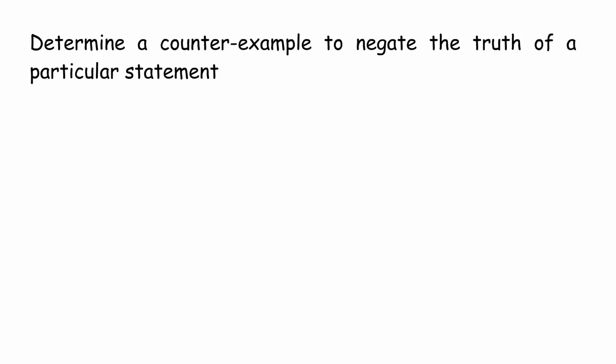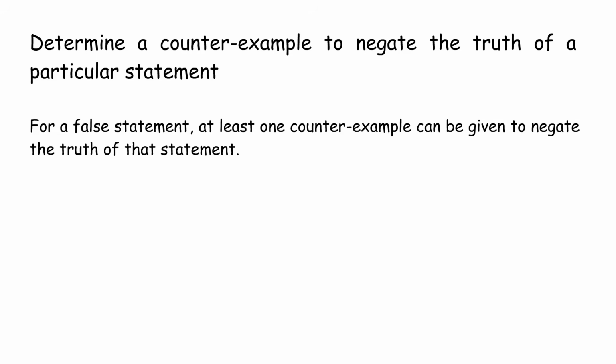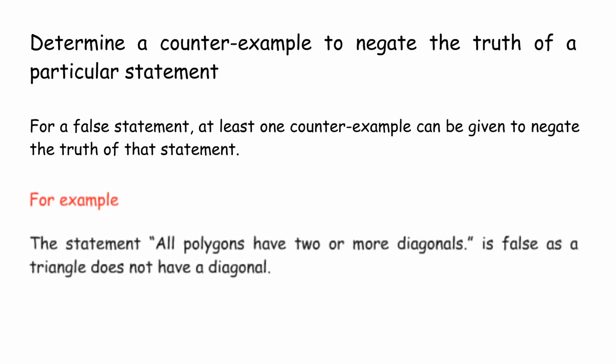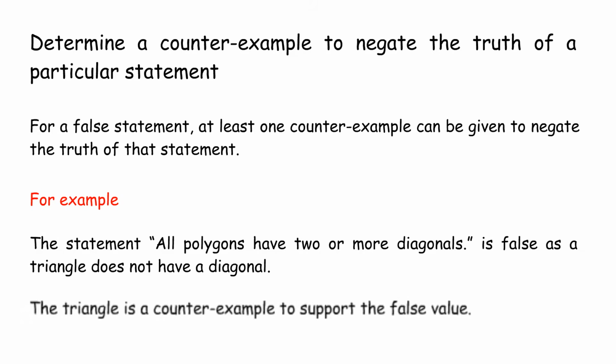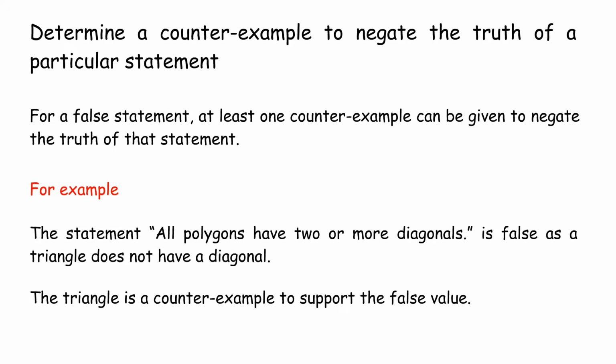Determine a counterexample to negate the truth of a particular statement. For a false statement, at least one counterexample can be given to negate the truth of that statement. For example, the statement "all polygons have 2 or more diagonals" is false, as a triangle does not have a diagonal. The triangle is a counterexample to support the false value.